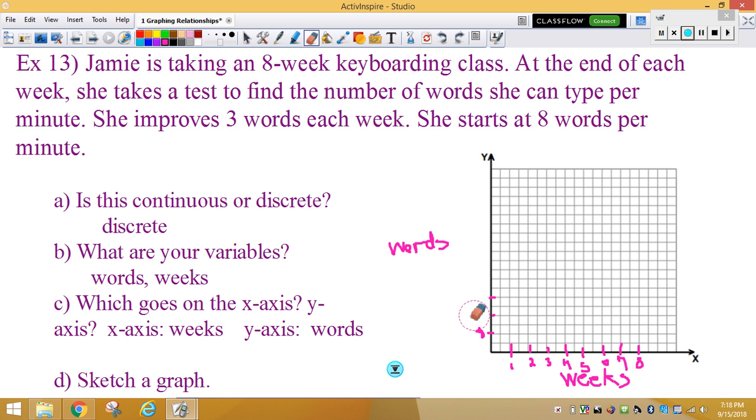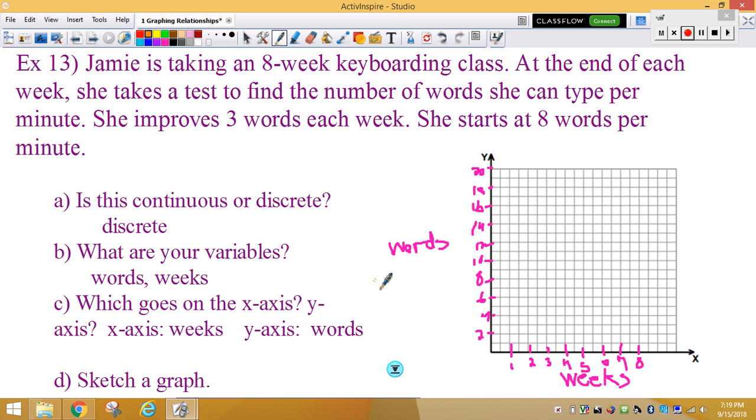I'm going to start at, what do I want to go up by? I think I'll go up by 2s. So 2, 4, 6, 8, 10, 12, 14, 16, 18, 20.